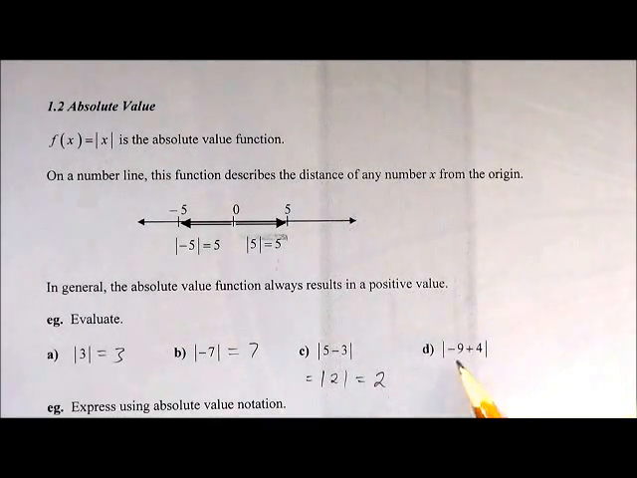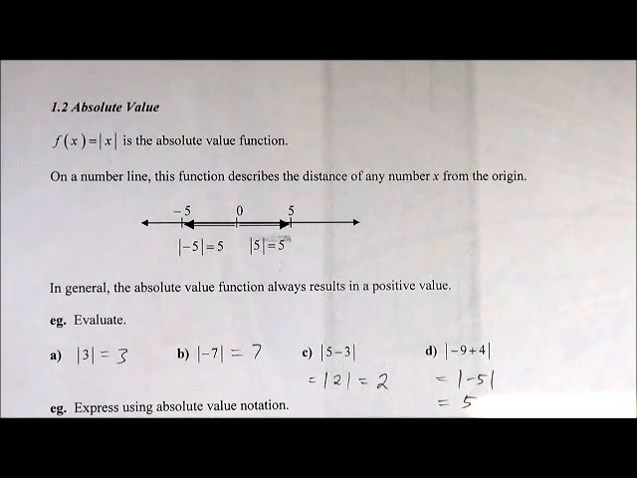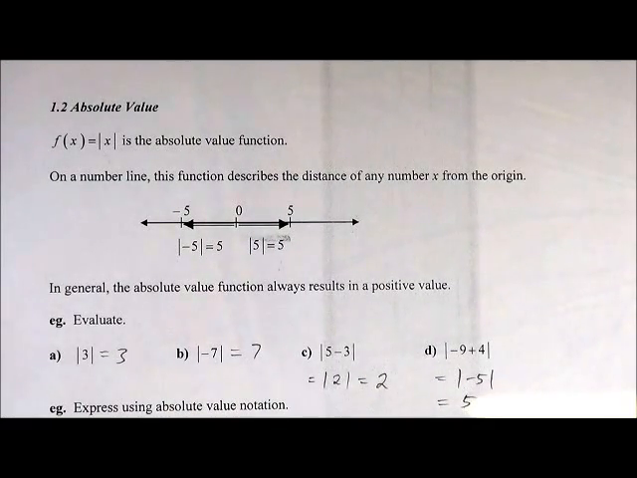And for part D, the absolute value of -9 plus 4 is the absolute value of -5, which is 5 units from the origin. When we come to express the function notation in absolute value notation, you have to again think about where these lie on a number line like we see up here.